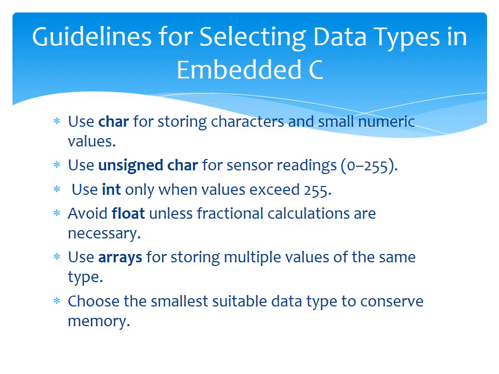Now, guidelines for selecting data types in embedded C. When you want to store a character or small numeric values, an 8-bit memory location is enough to store one byte of data. So use char for storing characters and small numeric values. When your values are within the range of 0 to 255, you can use unsigned char, and use int only when the value exceeds 255. Unsigned char takes only 1 byte of memory, while int takes 2 memory locations. So if you need 2 memory locations, you can go for int.